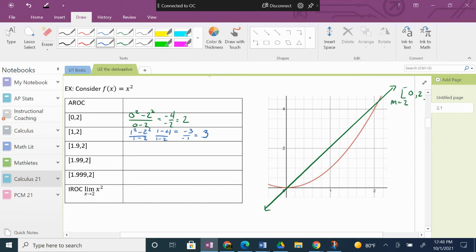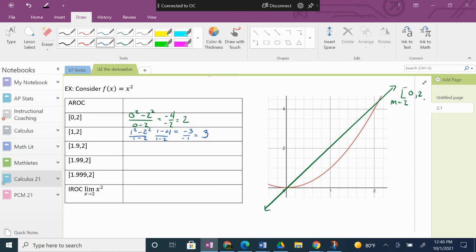Finding just the slopes. So, from the interval 1 to 2, slope 3. Now, does that kind of make sense? Because as we're looking at these intervals, is it more steep here, or from 1 to 2? Is it growing faster? It should.